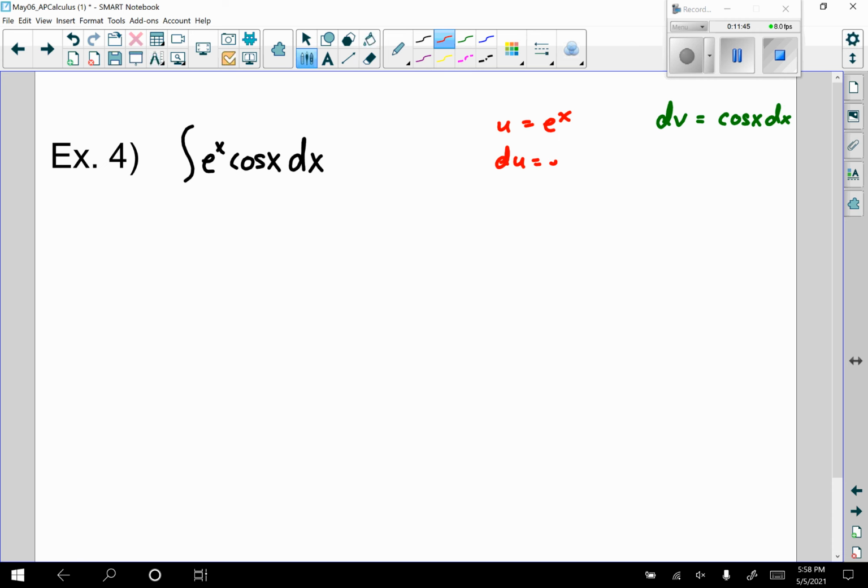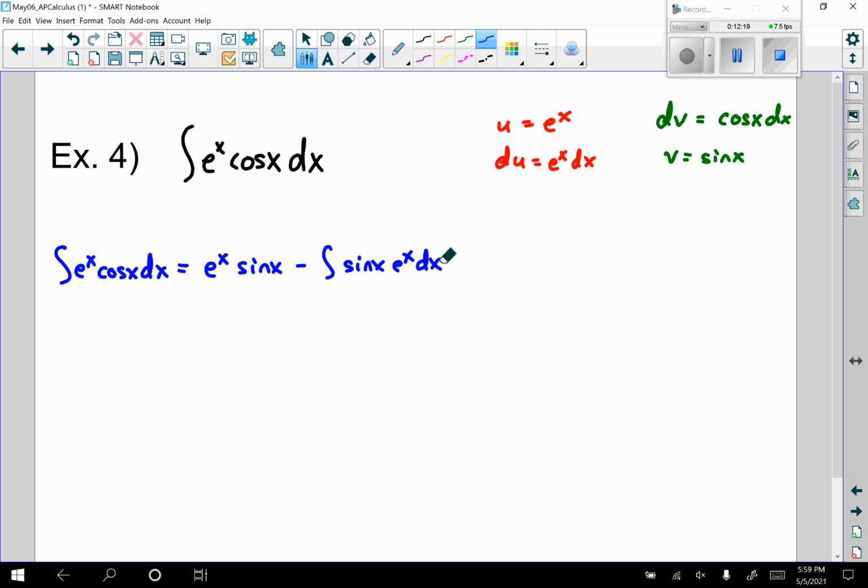So now du is going to equal e to the x dx. And v is going to be the antiderivative of this. So that would become sine x for v. All right, so now we'll say the integral of e to the x times cosine x dx is going to equal u times v, so we had e to the x times sine x, minus the integral of v du, so we get sine x times e to the x dx.